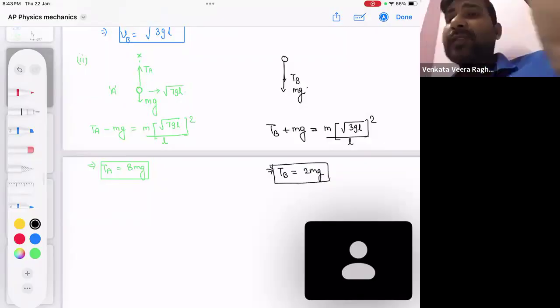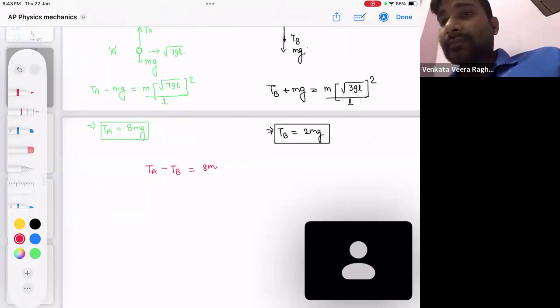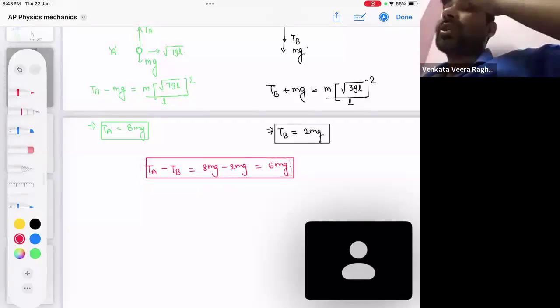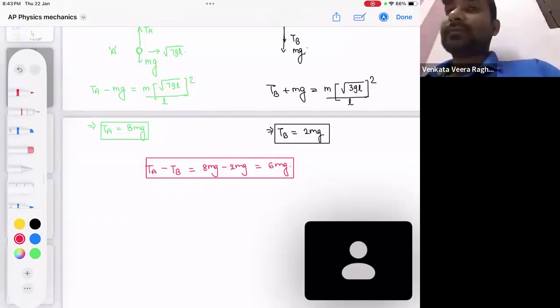Do you know why I asked you to calculate the difference? I could have asked you to just tell me TA and TB. Can you tell me why I asked you to calculate the TA minus TB magnitude? 8 minus 2, how much are we getting? Are we getting 6mg? And you know, in a vertical circular motion, the difference in tension at the bottommost point and the topmost point is always 6mg, irrespective of the initial velocity. But the condition is that it should be completing the circular motion. Understood?